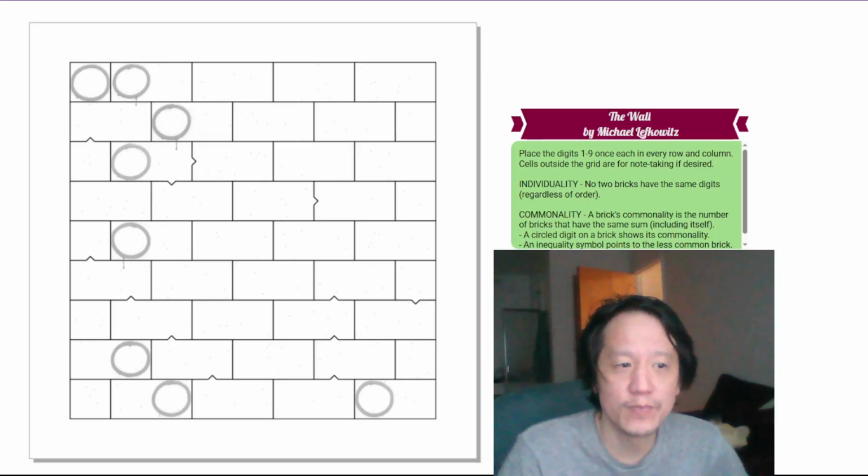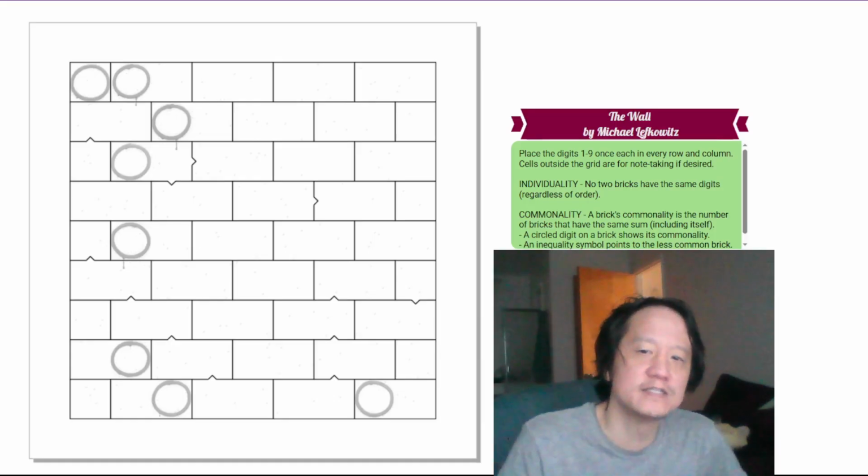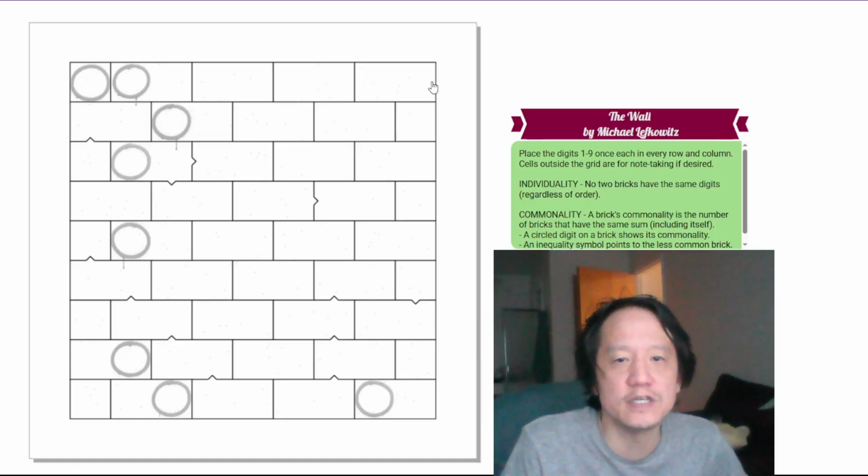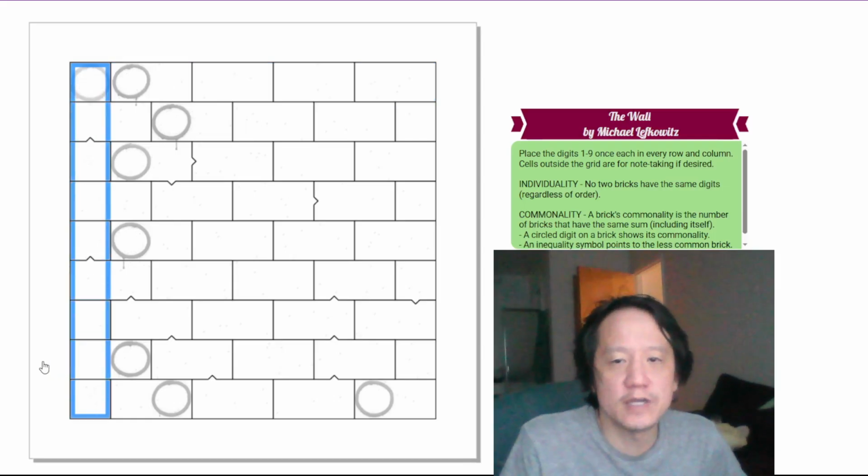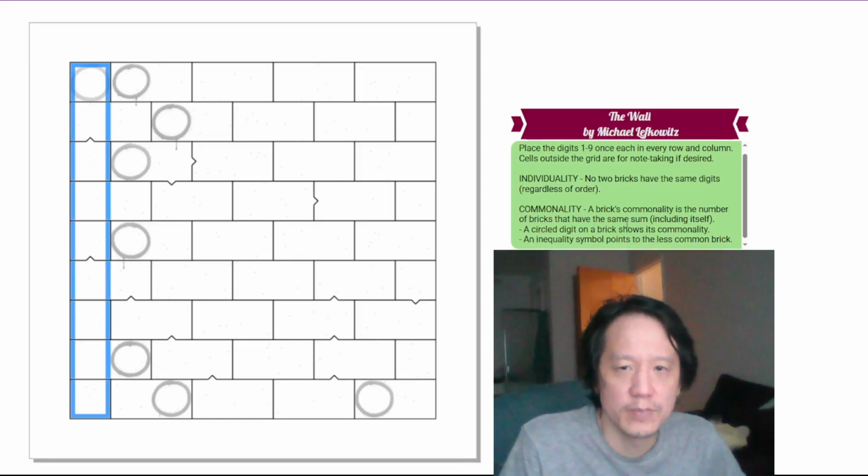It's called The Wall by Michael Lefkowitz, and here are the rules. We need to place the digits 1 through 9 once each in every row and column. Cells outside the grid are for note-taking if desired.